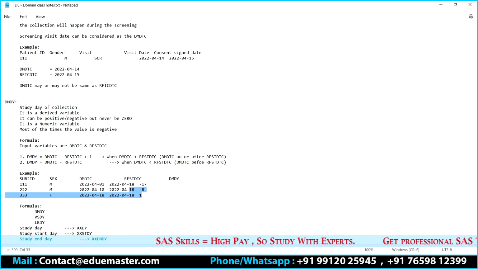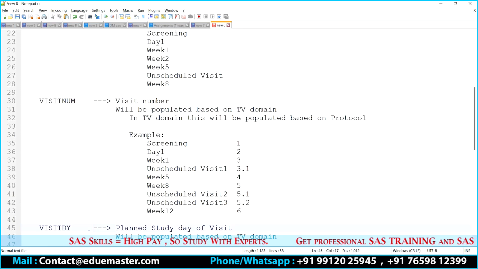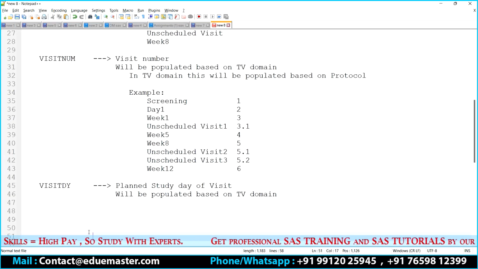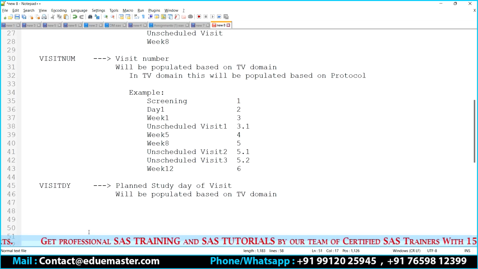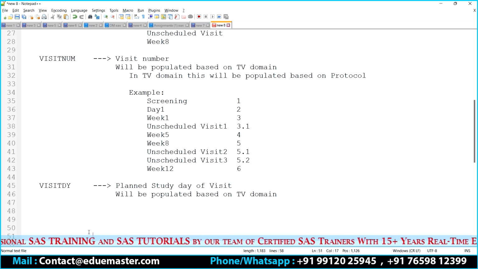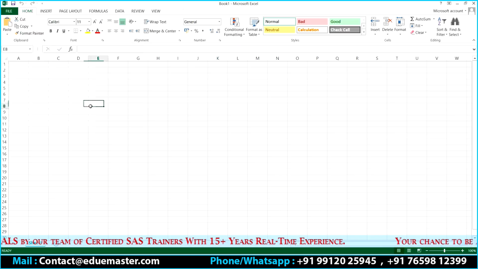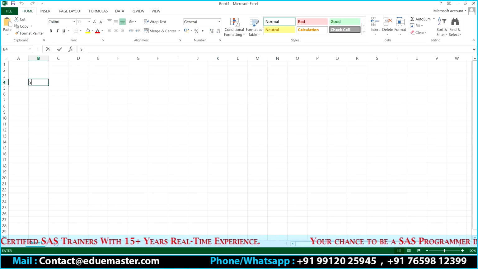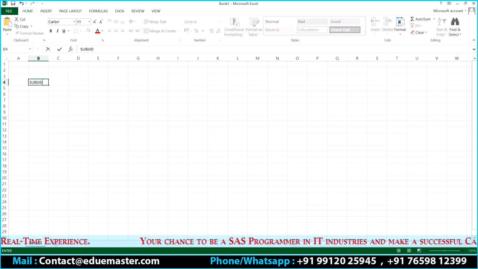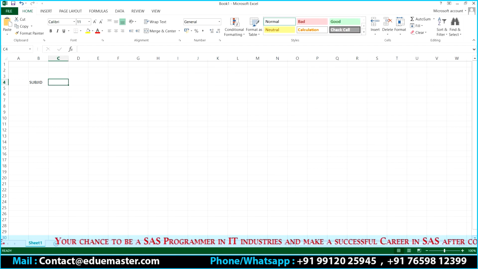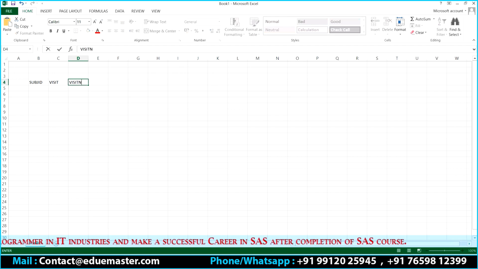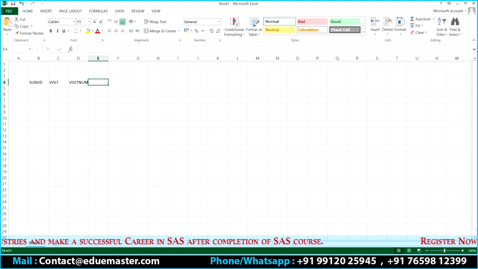Correct? So similarly here we have our visit day. But when it comes to the visit day, it will be populated as per the study domain, TV domain only. Okay, let me tell you in the TV domain how it will be populated. For that, let me go with a very simple example. Let's say I have some subject ID here. All right, and let's say that a visit happened. I'll tell you what is that visit. Every visit has visit number, and then we are going to have visit day.